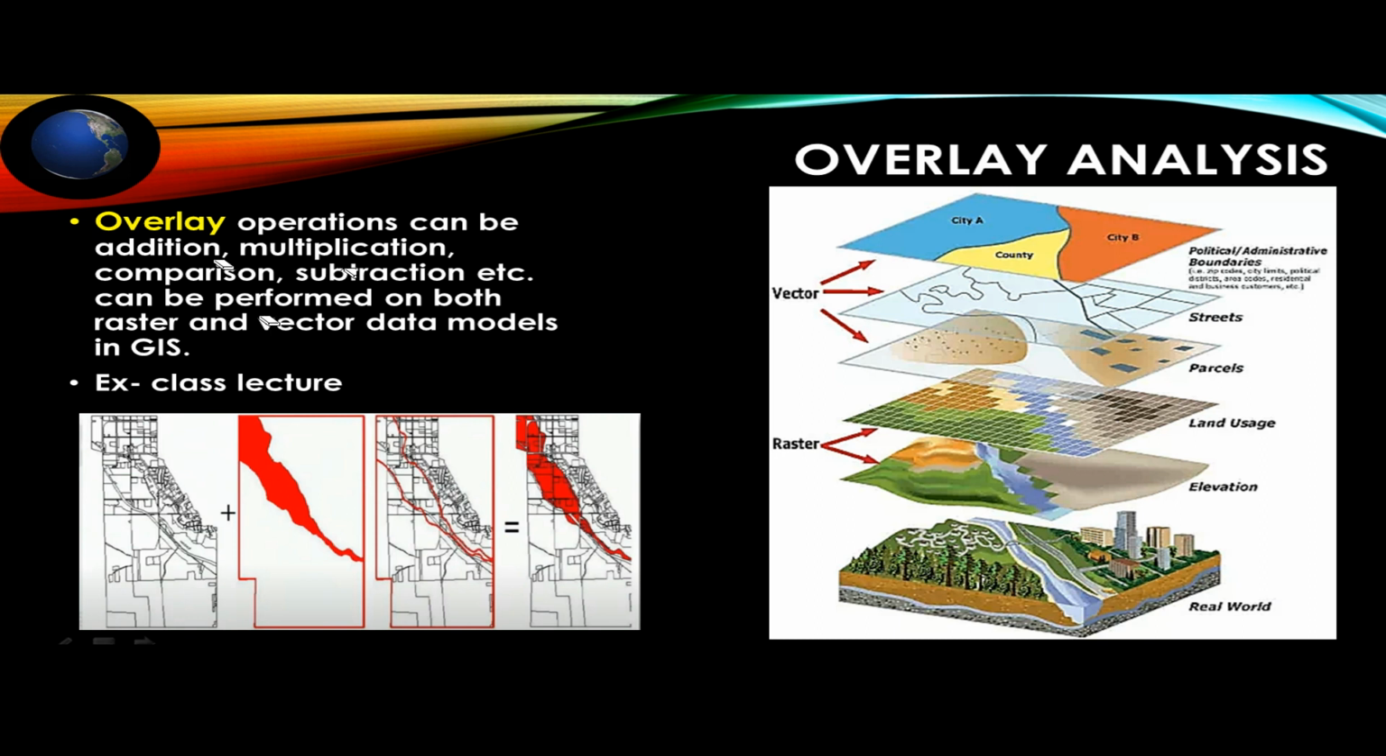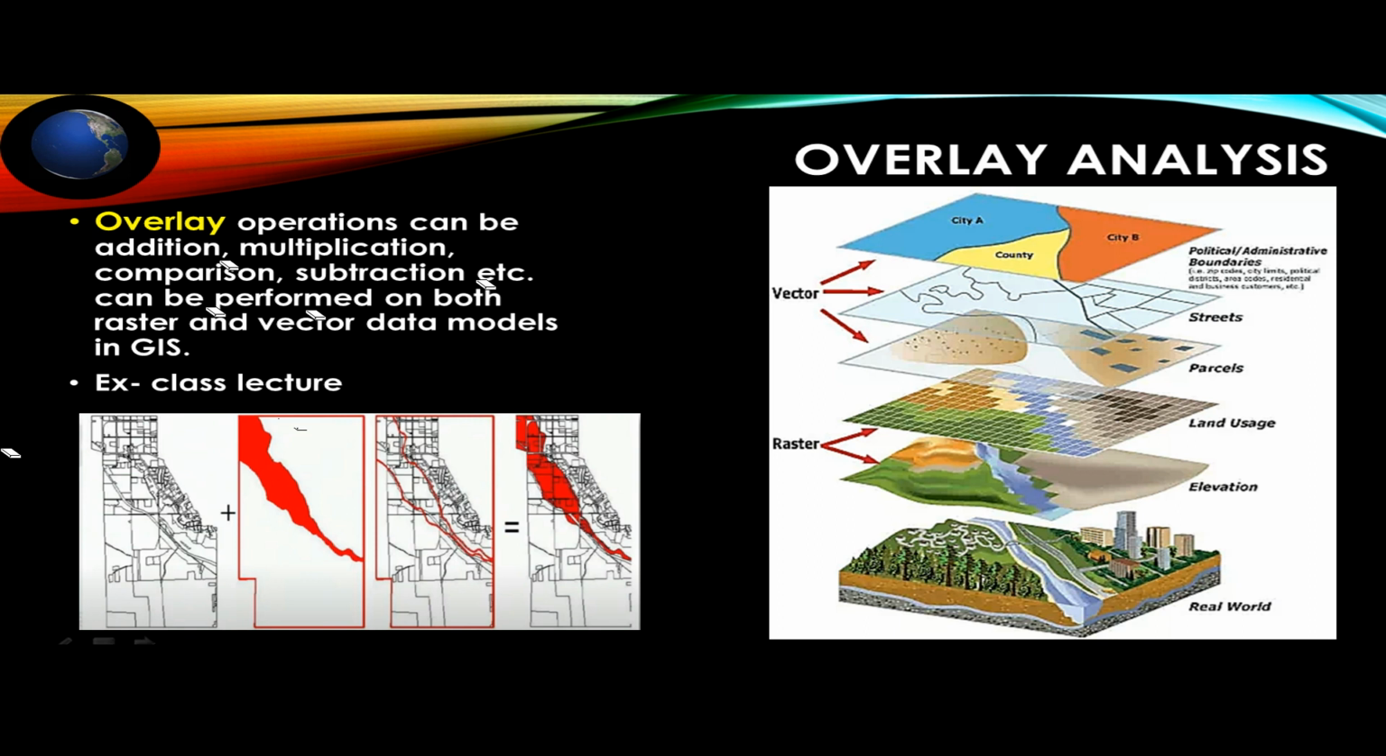Overlaying operations can be addition, multiplication, comparison, subtraction, etc. They can be performed on both raster and vector models in GIS. It can be on the vector data or it can be on the raster data also.